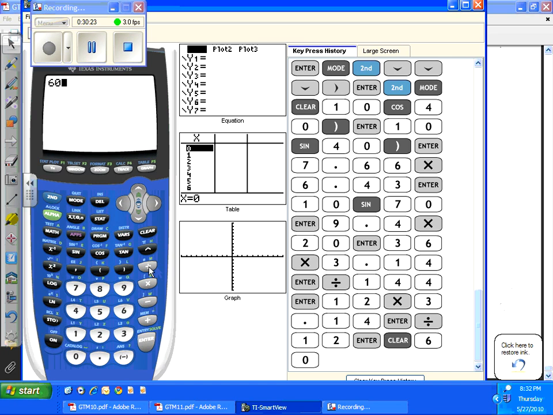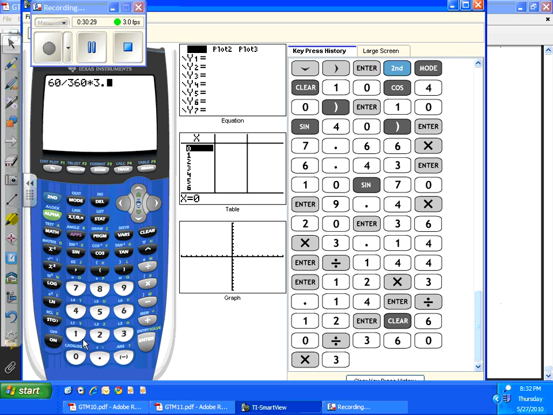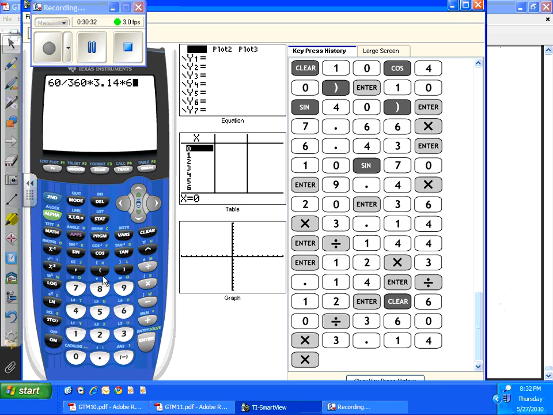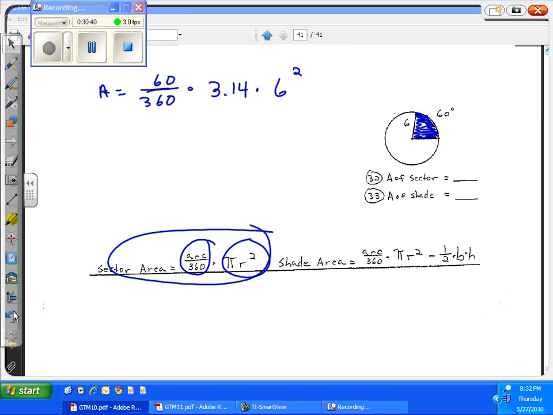60 divided by 360 times pi times the radius of 6 squared is 18.84. So the area of the sector is 18.84. And we didn't include a unit of measure there.